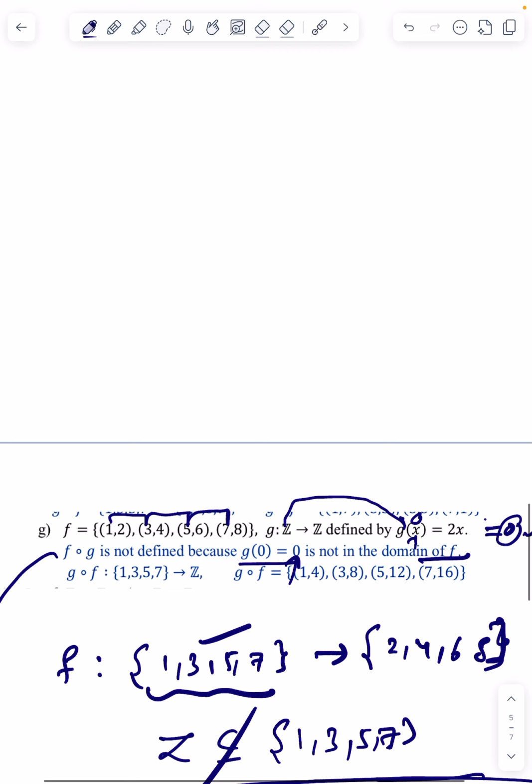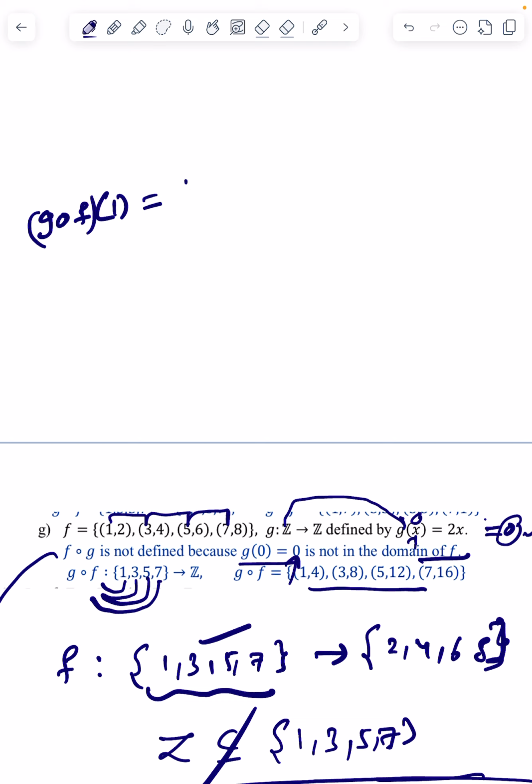Okay? See, I am doing it here. See, g circle f. You take these domain input values and apply them for this composite function. According to that you will get these values. For g circle f of, first I am taking the domain value 1. I am finding the image value. So I am writing g circle f of 1.